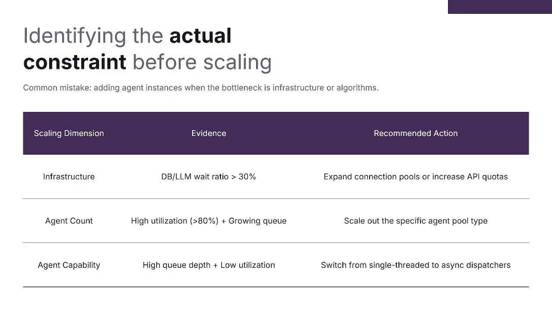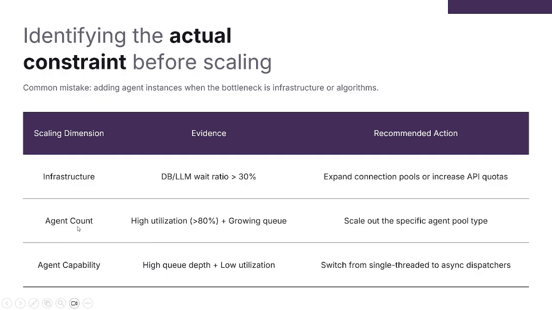So scaling dimension, evidence, and recommended action. If what is causing the problem in the system is infrastructure, maybe you see from your metric that the database or the LLM wait ratio is greater than 30%, then the action you should take is expand connection pools or increase API quotas. If the problem is the database, expand the connection pools. If the problem is LLM API calls, you can increase the API quotas. You can see why it is very, very important here.